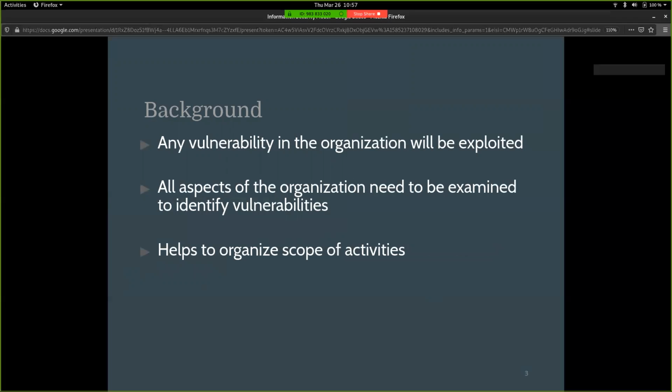So keep in mind that every organization is going to have some sort of vulnerability, and it's likely to be exploited. Some of them have a higher likelihood than others, for sure. In order to do this properly, you really need a team of folks to be able to examine all aspects of the company and identify all those vulnerabilities so that you have an inventory of them.